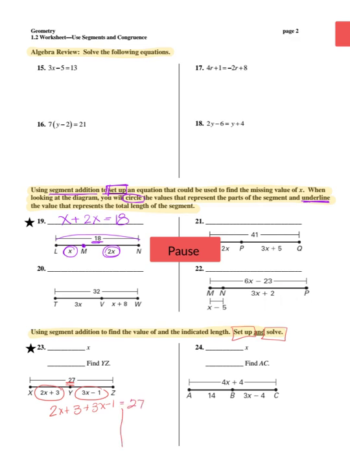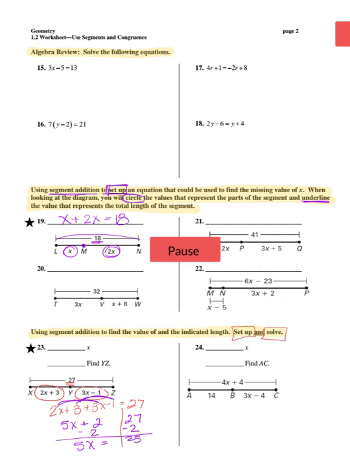From there, we will solve this. So we have these two like terms, 2x and 3x, that makes 5x. And then we have plus 3 minus 1, they're both on the left side, so we will just add them the way they are. That makes positive 2. Still have 27 on the right. From there, we will subtract 2 from both sides. We get 5x equals 25.